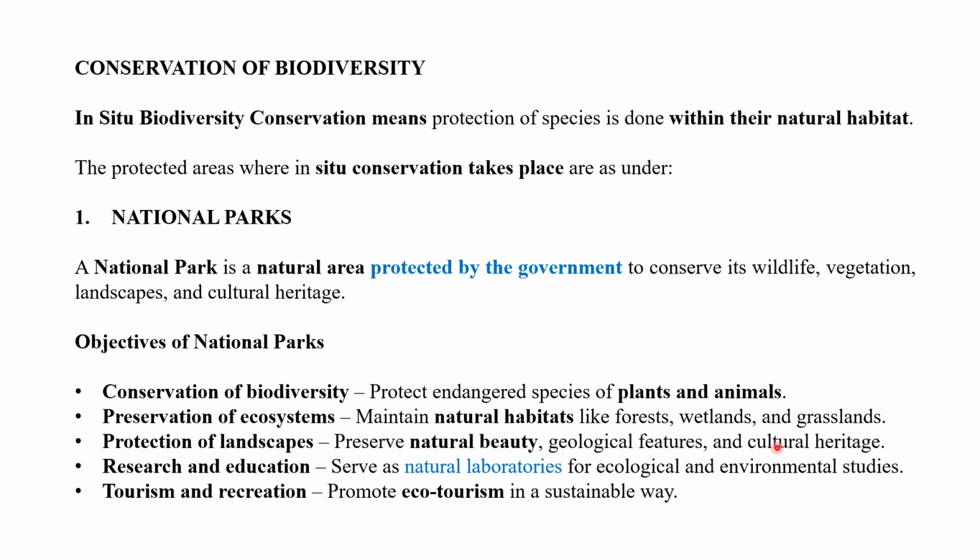Zoological features and cultural heritage are also protected. Research and education is also one of the objectives of national parks. They serve as natural laboratories for ecological and environmental studies, and these studies can be carried out in the national parks. Tourism and recreation: promoting ecotourism in a sustainable way. This is also one of the objectives of national parks.